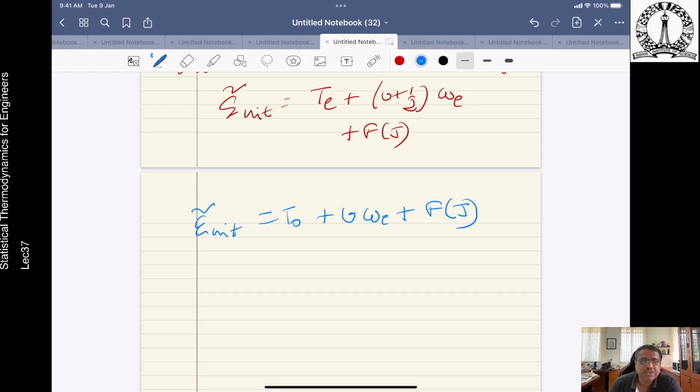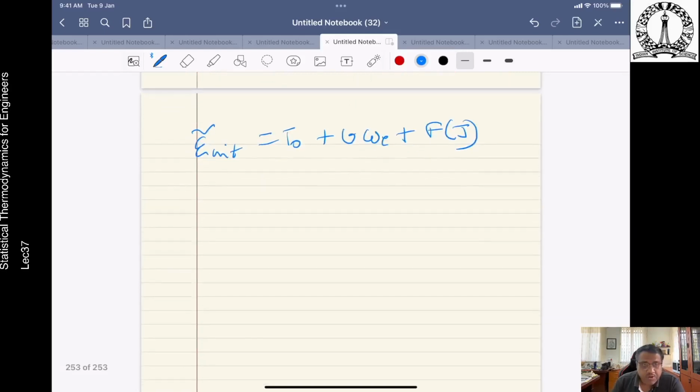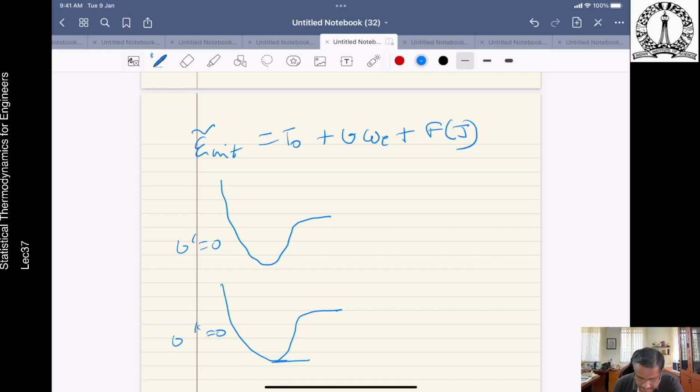So what is the definition of T naught? The definition of T naught is this. And let's draw a simple figure which will let you understand this. Okay, so this is E prime equal to 0. This is E double prime equal to 0. Okay, and the difference between these two, this is T_e.